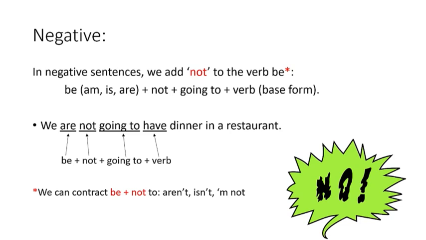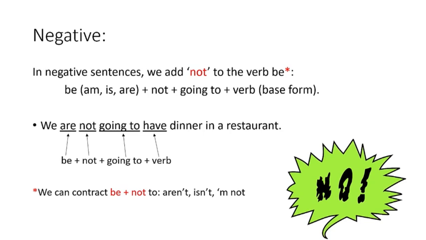For example, am, is, or are, plus not, plus going to, and plus the verb in its base form. We can contract am not to I'm not, are not to aren't, and is not to isn't. For example, we are not going to have dinner in a restaurant. You can also write aren't. We aren't going to have dinner in a restaurant.